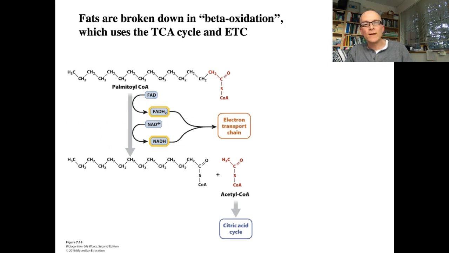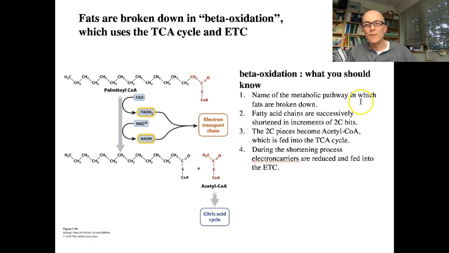What I want you to remember of beta-oxidation is that it's the name of the metabolic pathway in which fats are broken down, that the fatty acid chains are successively shortened in increments of 2 carbons. These are the 2 bits. See, now it's 2 bits shorter. That's the next step. And so it basically eats itself backwards until the chain is gone. The 2-carbon pieces become acetyl-CoA, which is fed into the TCA cycle. And during the shortening process, these electron carriers are also produced, and they are fed into the ETC, the electron transport chain. So that is what you should know about beta-oxidation.